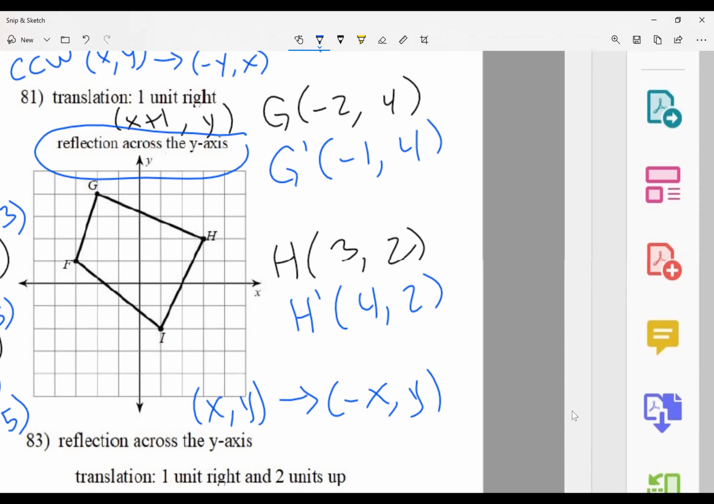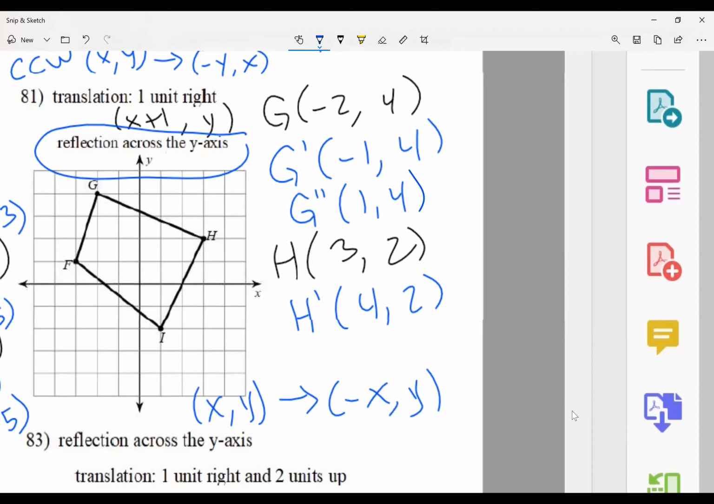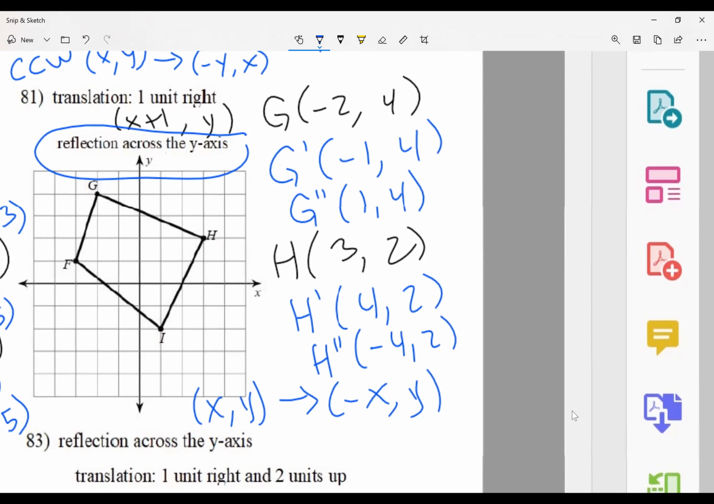So if I was looking at G prime, my answer will be (1, 4). I changed the sign on the x, right? If it was positive, make it negative. If it was negative, make it positive. And if I was looking at H double prime, my answer would be (-4, 2). All I did was change the sign on the x.